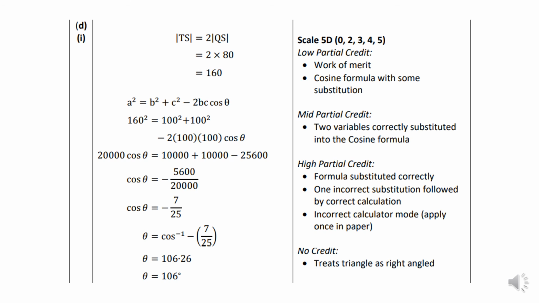Okay, so did we get 106 degrees? Yes, we did. Here's our cosine rule substituted correctly. We got our minus 7 over 25, and we got our 106. Okay, so look at that. Only 5 marks, and it was by far the most difficult part of the question so far.